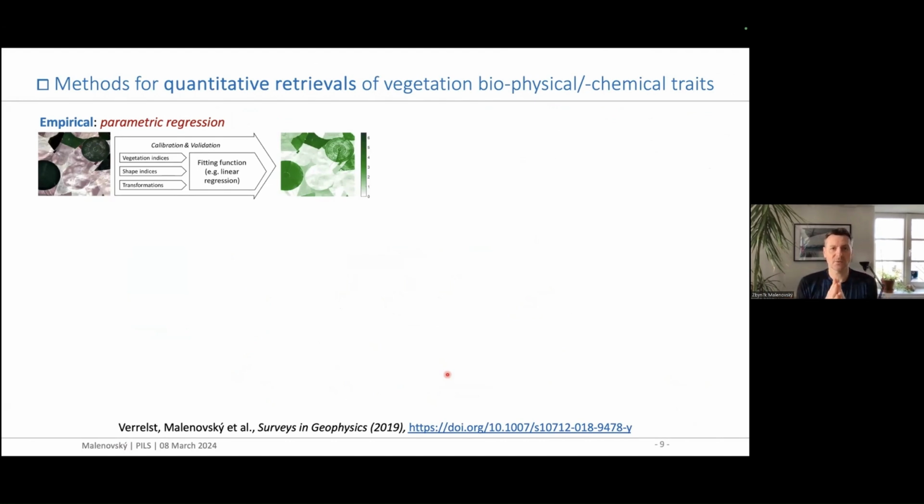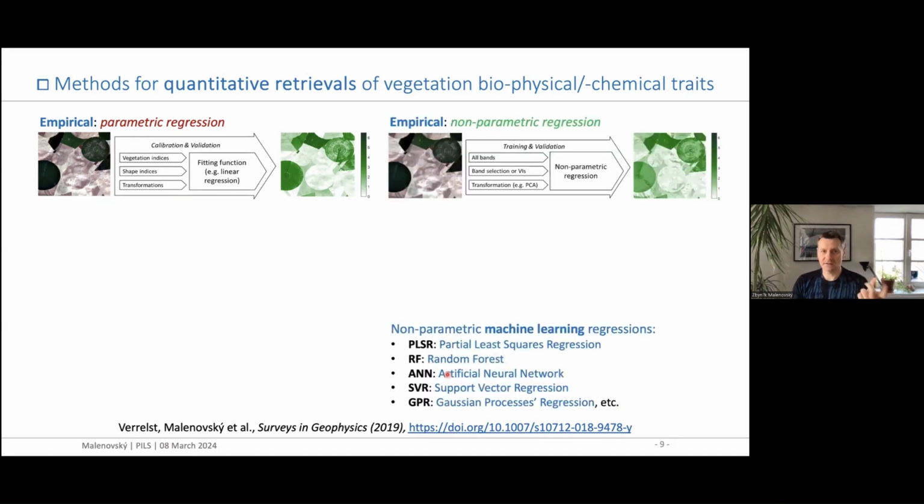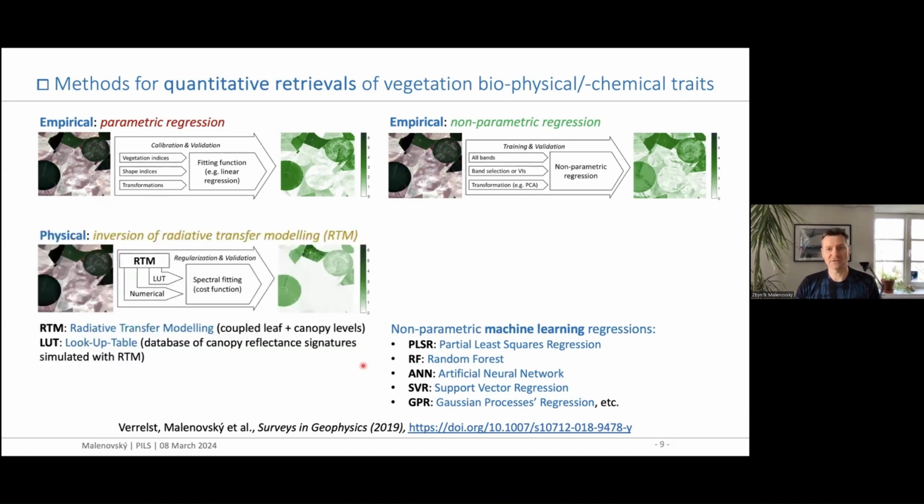So the first way we can do it, and this approach relates to this first empirical scaling, is just establishing parametric regression between our observation in a field and from drone or airplane or satellite. We can as well establish non-parametric regression using some machine learning algorithms like partial least square regression, random forest, neural networks, etc. These are, as I said, straightforward without any physically based scaling.